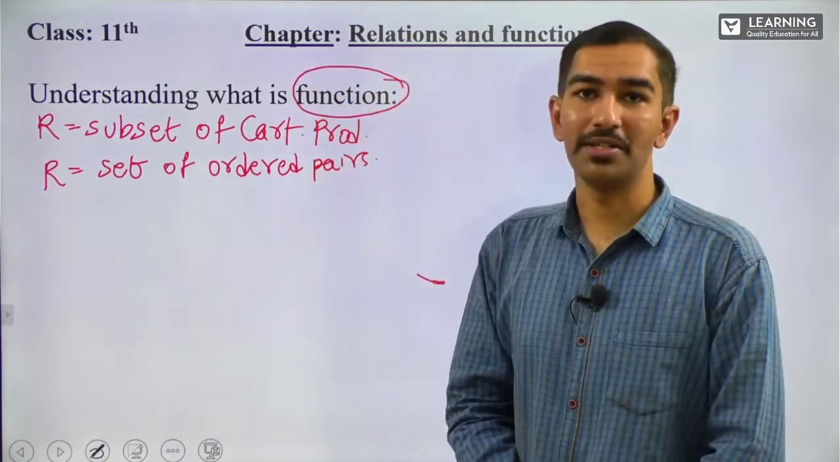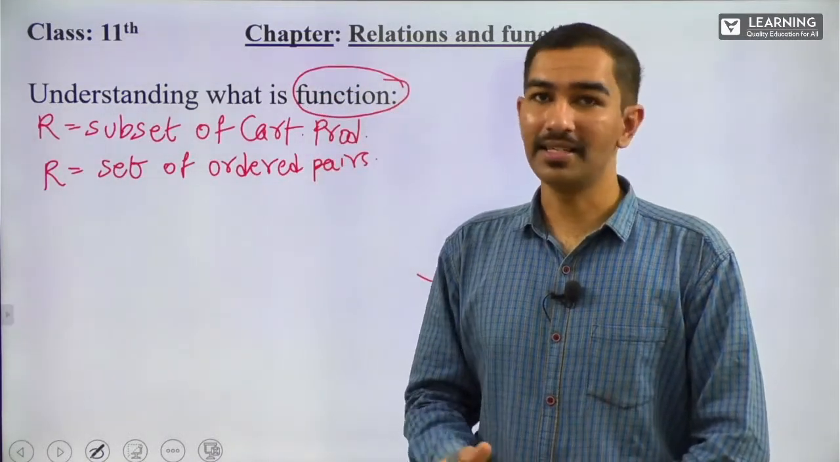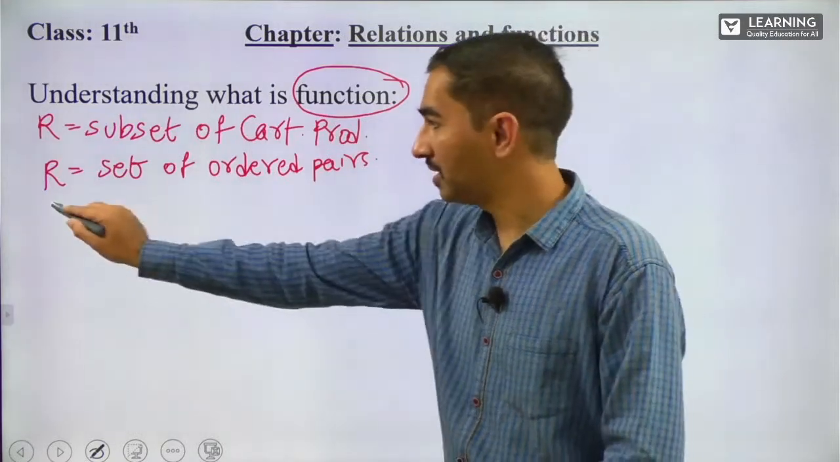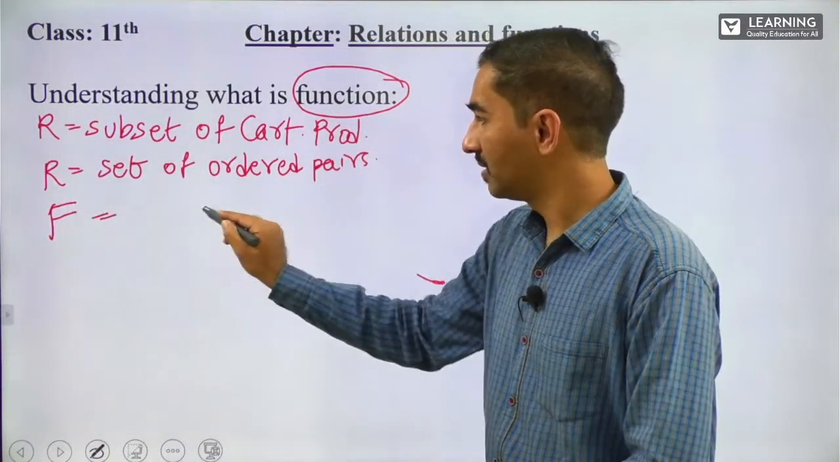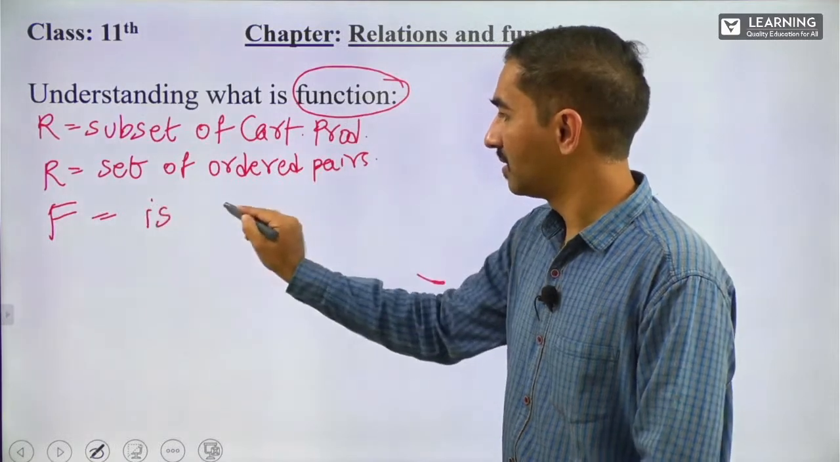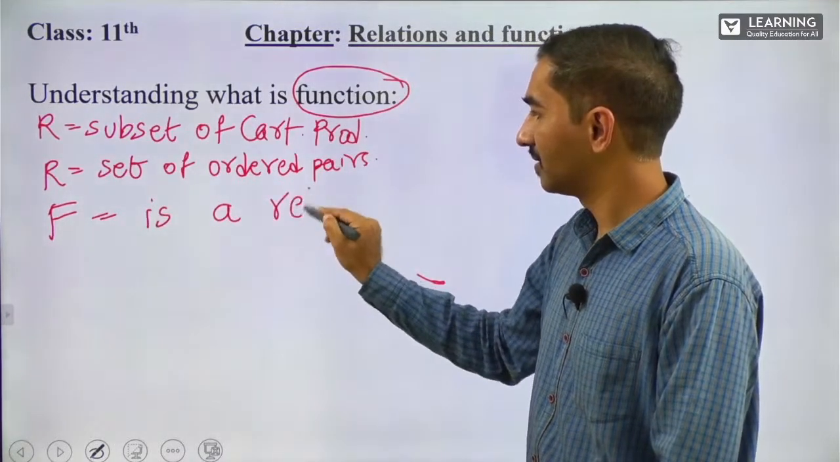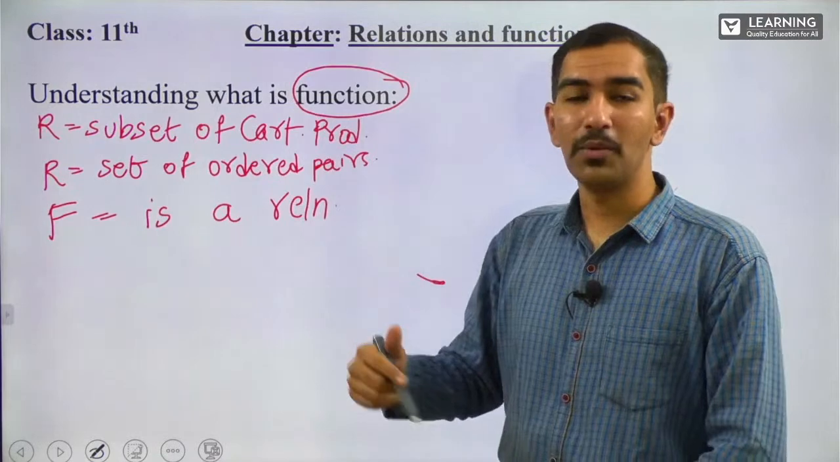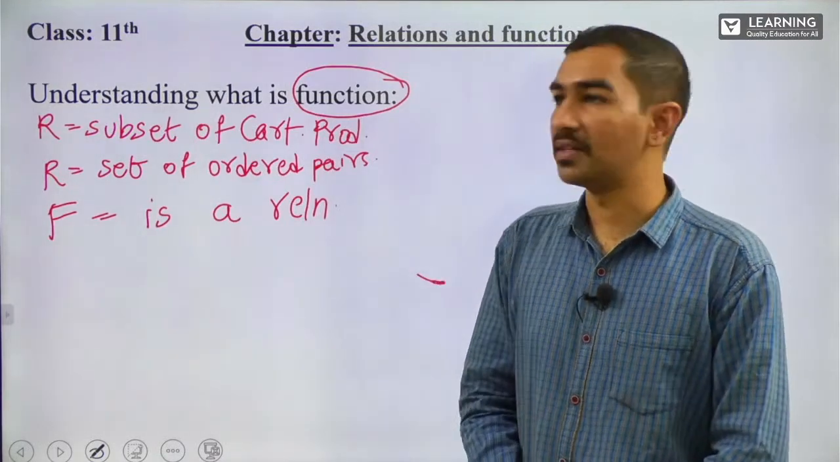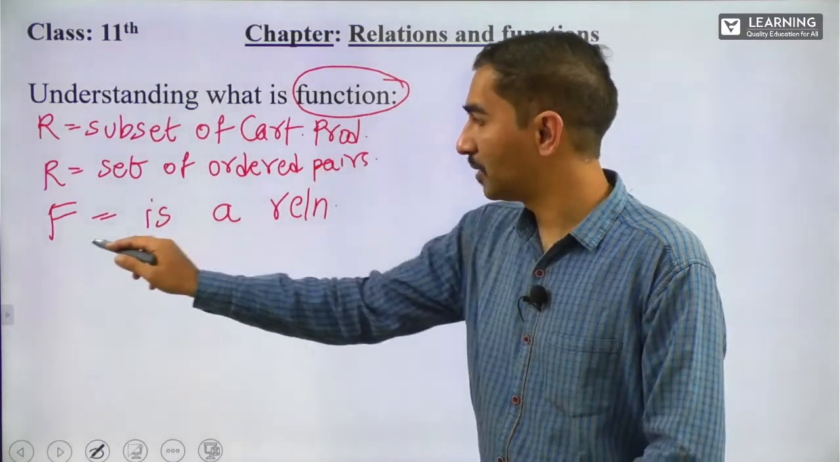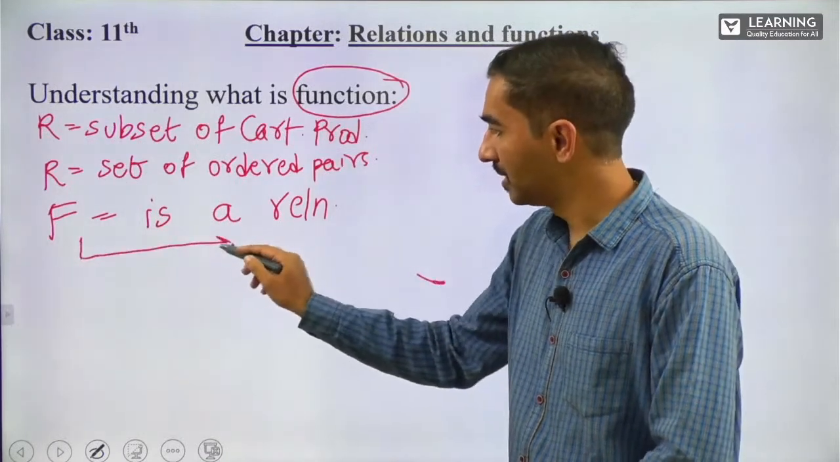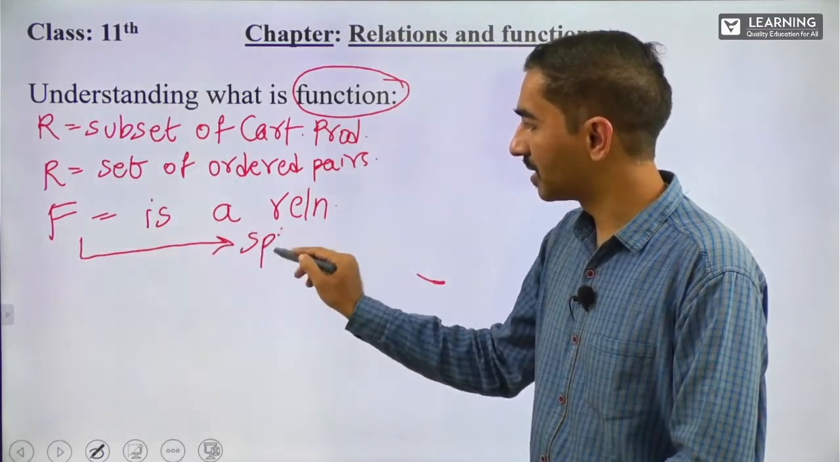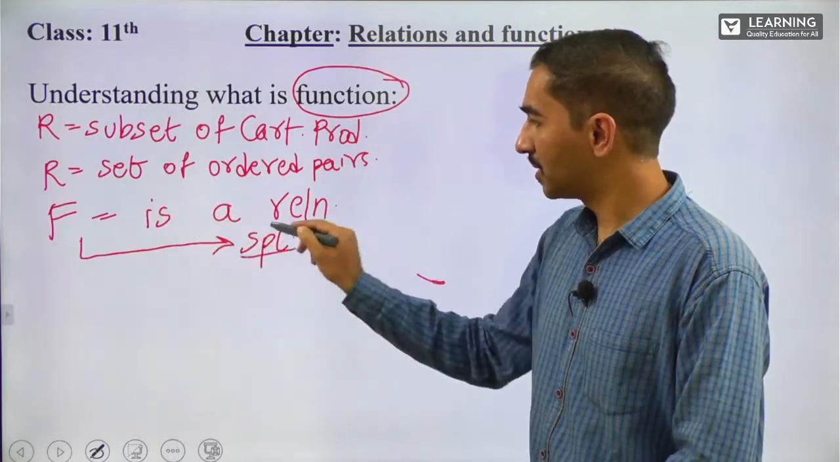So what is a function, students? Function is a relation only. Function is also a relation. But what is special with the function? It is a special kind of relation. Function is nothing but a relation only, but it is a special relation, that's all.